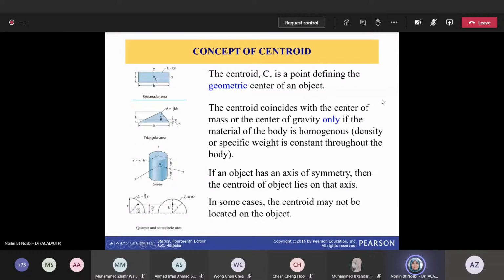Like this one, it is at the middle, X and Y, right? In some cases, they're not. For example, like this, this is not on the axis. Same goes for semicircular and quarter.